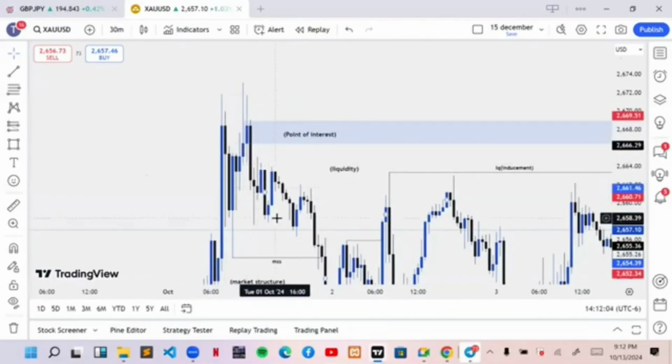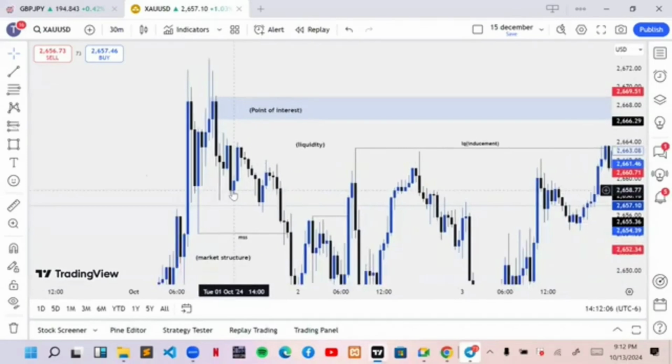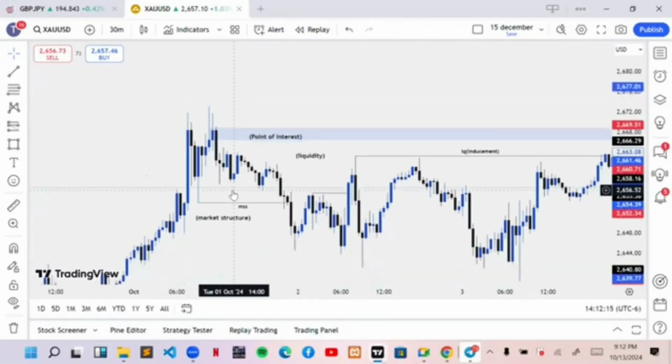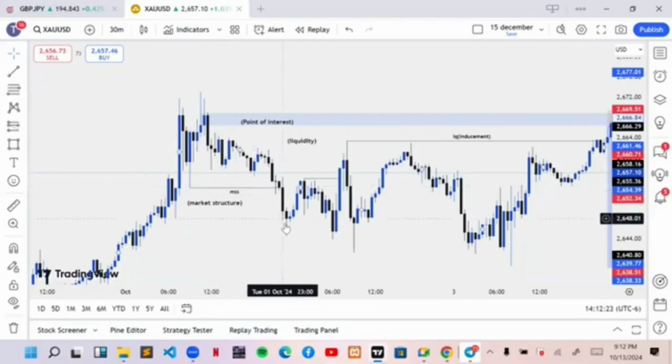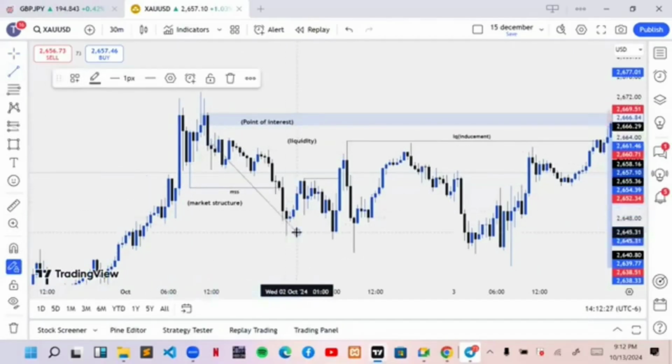Also, mitigation only happens when there's a market structure. You cannot have mitigation before a market structure shift or break of structure. All these moves you are seeing here are not valid to mitigate the candle because they did not happen after the shift in market structure. It would only have been valid if the market shifts and then comes to mitigate this. But these happened before the shift. So it's not mitigation. Mitigation only happens after the shift in market structure or break of structure, not before it.